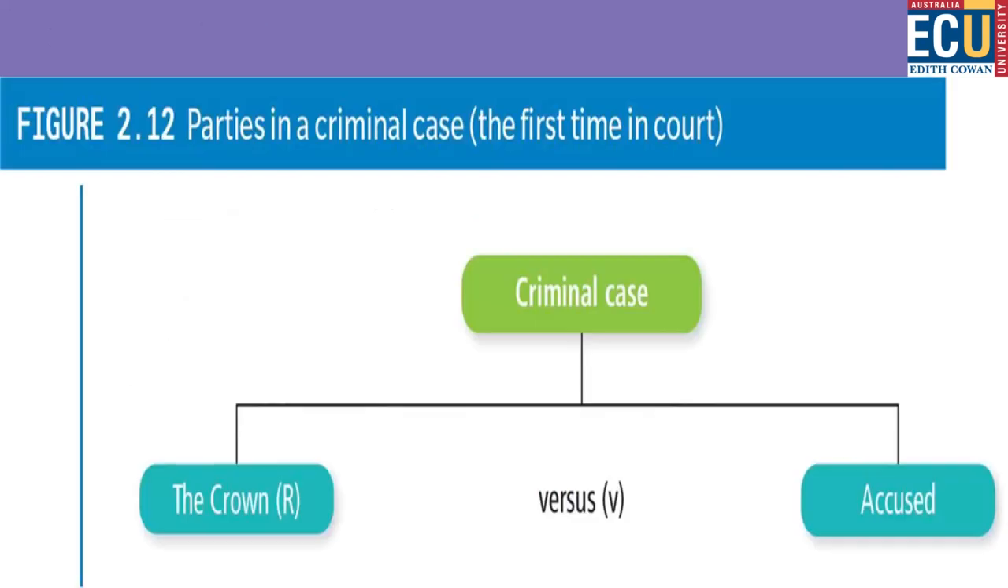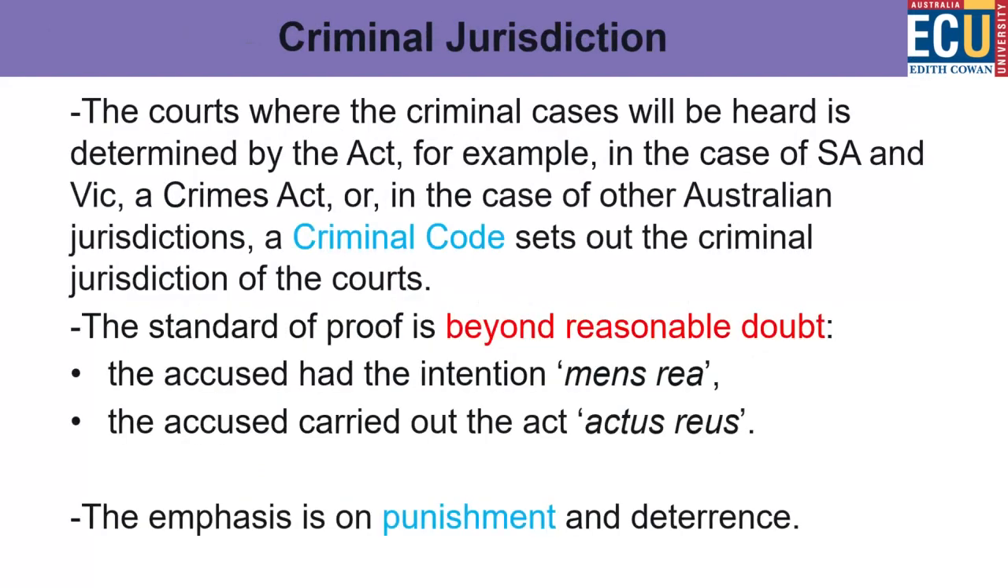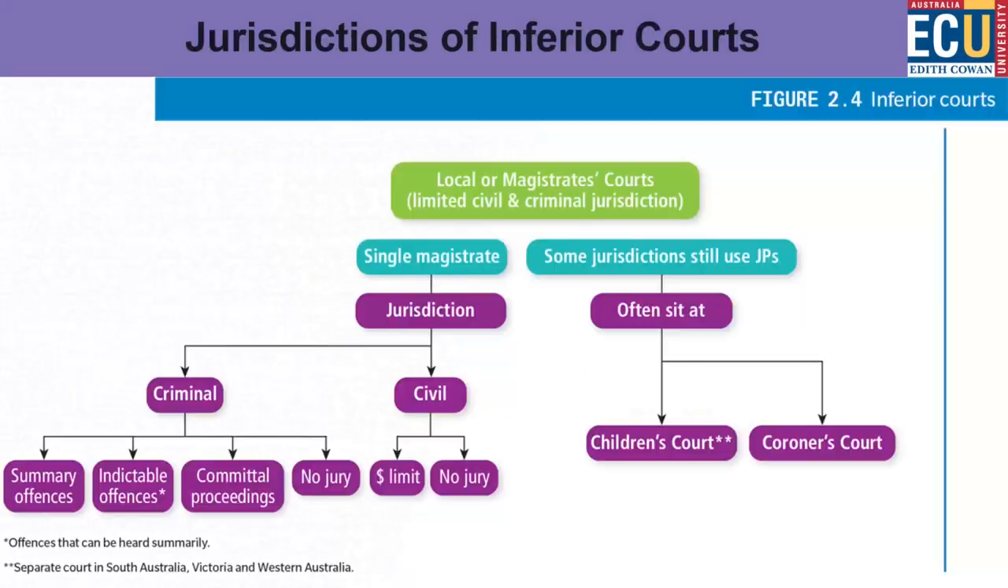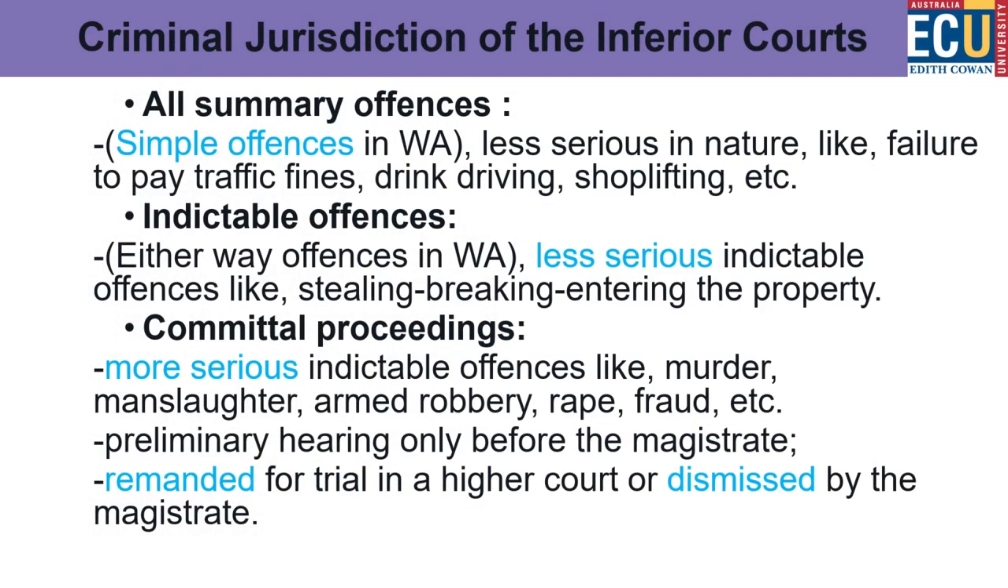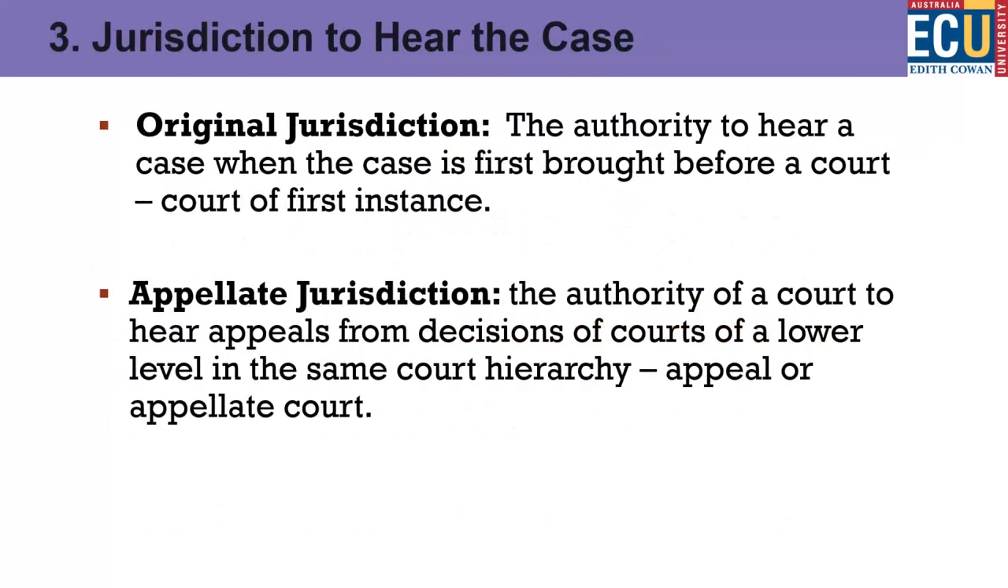Okay, so we are talking about, based on the subject matter, the courts may have two types of jurisdiction, civil jurisdiction and criminal jurisdiction. We will go through the specifications of the different types of criminal jurisdiction in a moment. Let's start talking about the classification of jurisdiction based on which court will hear which case when.